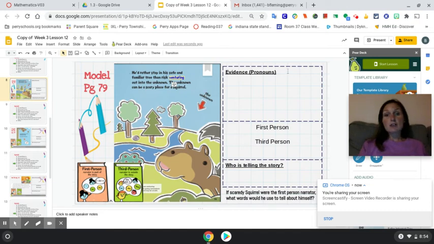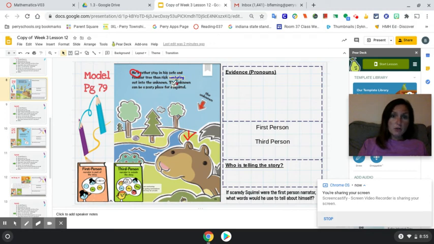So, the first thing it wants me to do here is look for the evidence. What are the pronouns being used? When I look over here in this story, I see that it says he'd, because when it talks about pronouns, that means words down here like I, me, we, he, she, they. And I see that it says he. I know by he, they're really talking about Scaredy Squirrel right here. That's him.